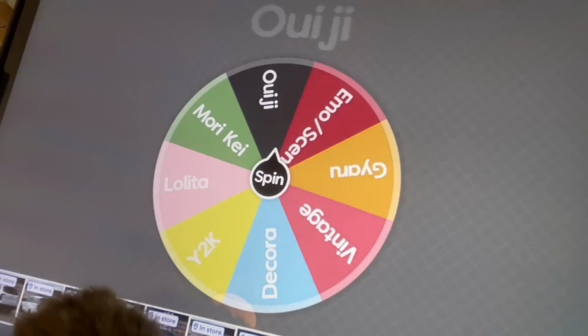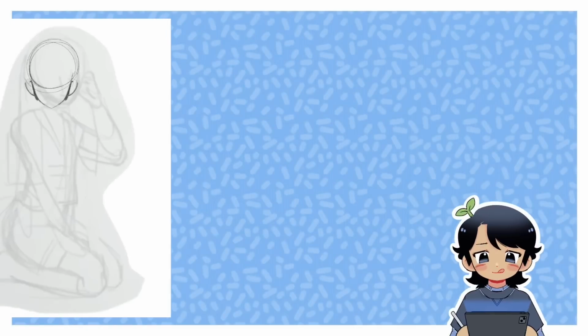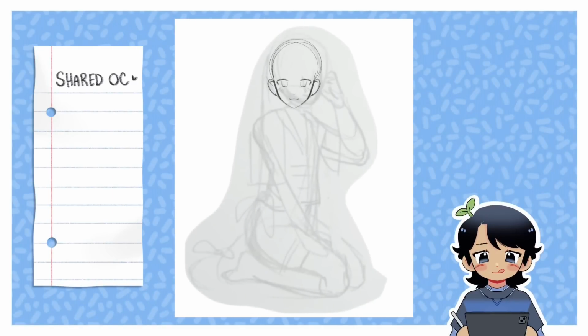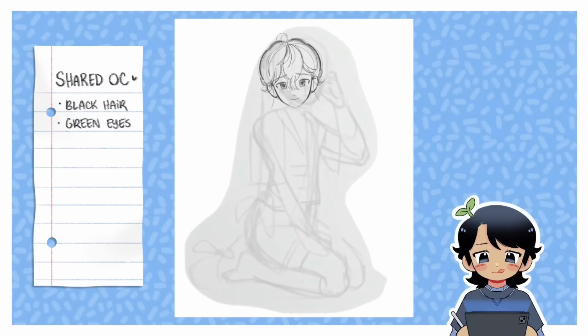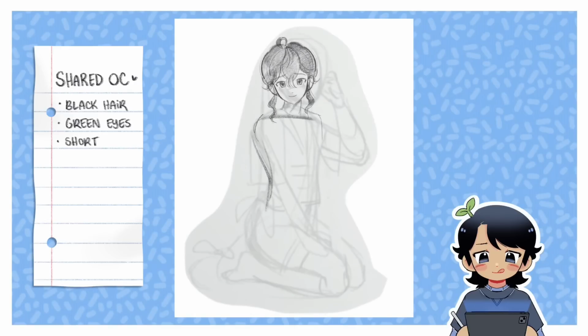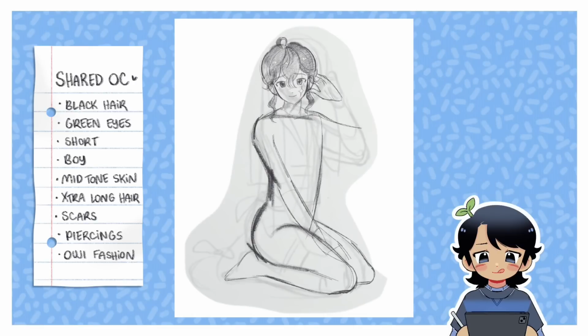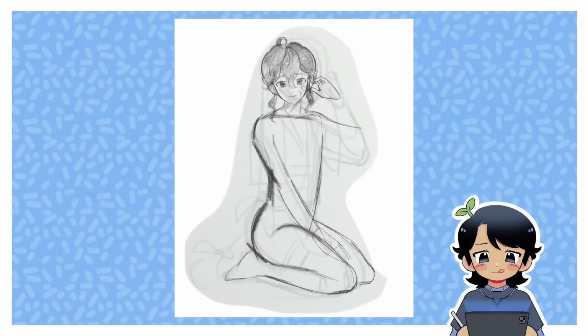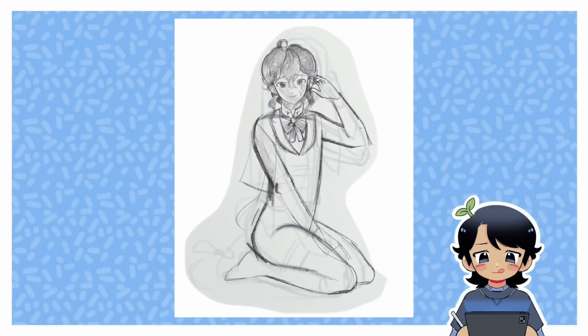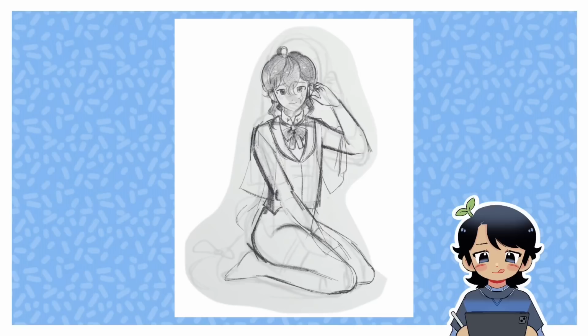Ooh, oh, OG. For our last set of results that me and Jade will be sharing, we got black hair, green eyes, short stature, a boy, mid-tone skin, extra long hair, scars and piercings, and OG fashion. I was really excited about these results. I think that they were perfect for me. And maybe less so for Jade. But that's just the way the cookie crumbles.